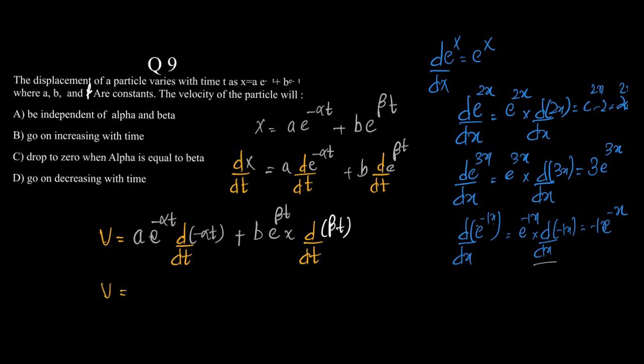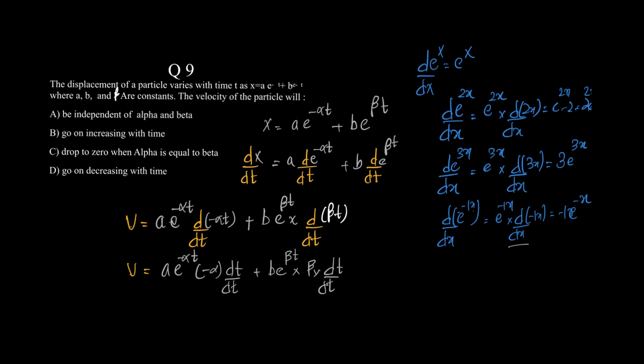Now v is further equal to a into e raised to minus alpha t. What is d by dt of minus alpha t? It is minus alpha into d by dt of t, plus b into e raised to beta t into, what is d by dt of beta t? It is beta into d by dt of t, right? So this becomes v is equal to minus alpha into a e raised to minus alpha t plus, d by dt of t is 1, b beta into e raised to beta t.